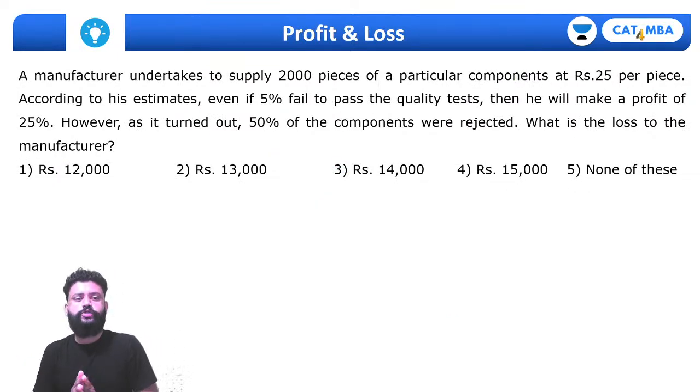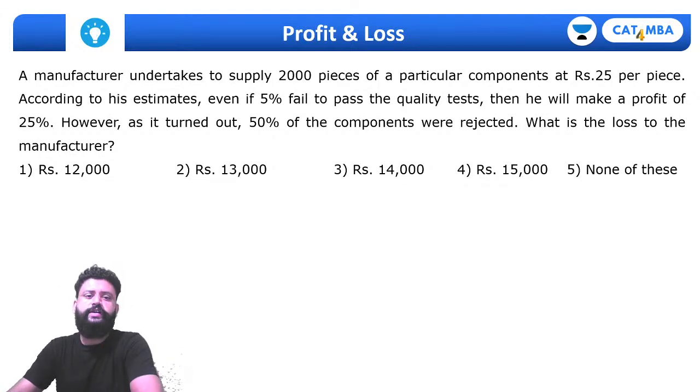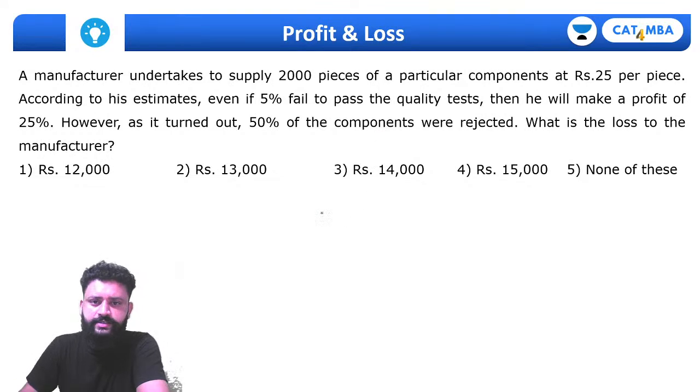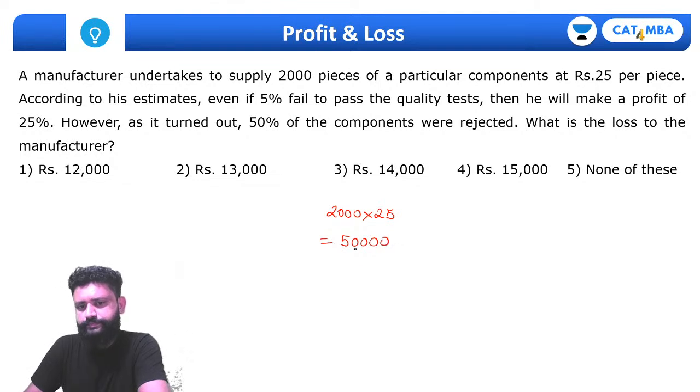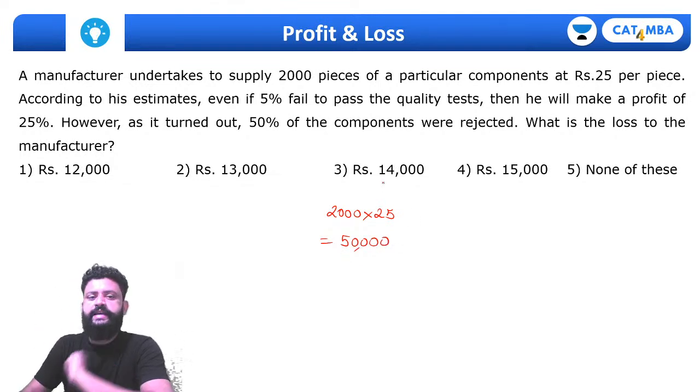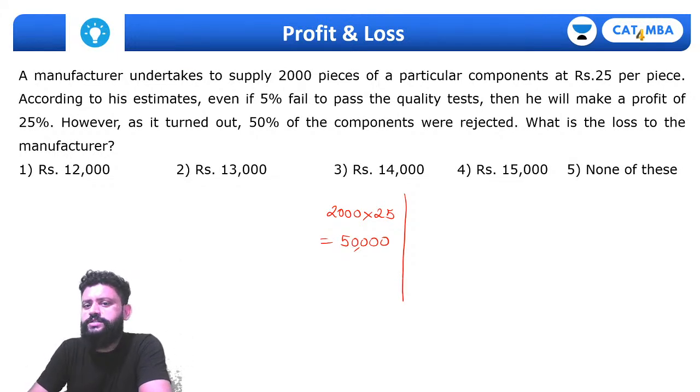Let's move ahead. Next question. A manufacturer undertakes to supply 2000 pieces of a particular component at rupees 25 per piece. If you want to solve this question, the first thing you need to understand is उसने 2000 pieces supply करने हैं and one piece 25 rupees का है. That means the complete deal is of 50,000, right? Then according to his estimate, even if 5% fail to pass a quality test.